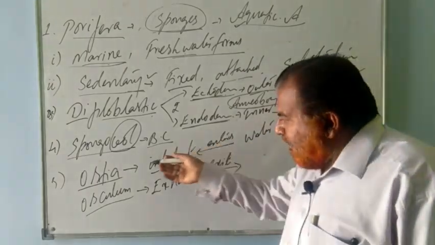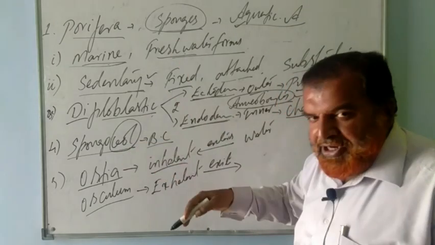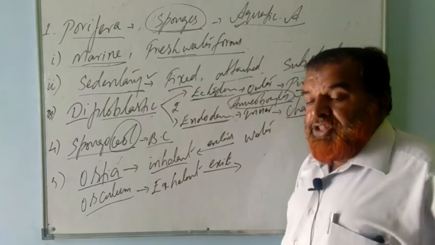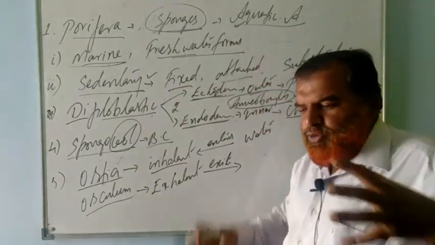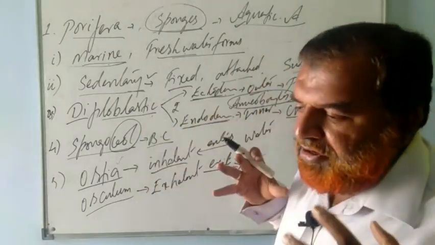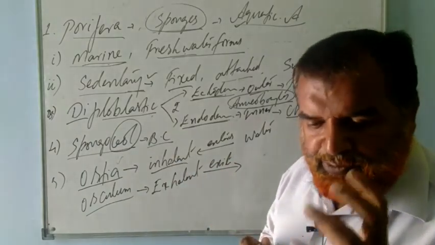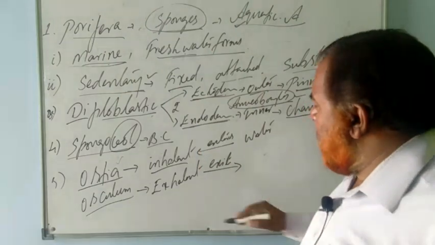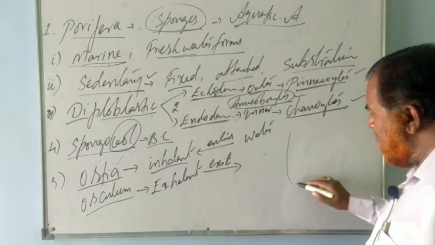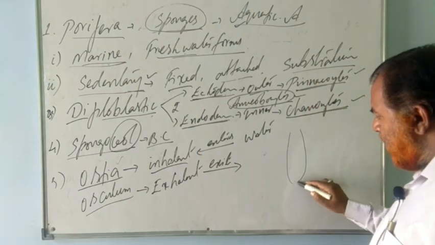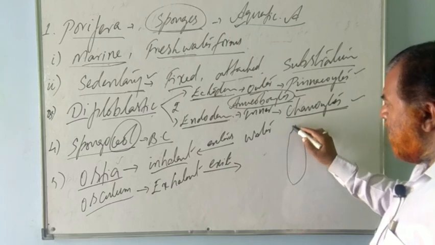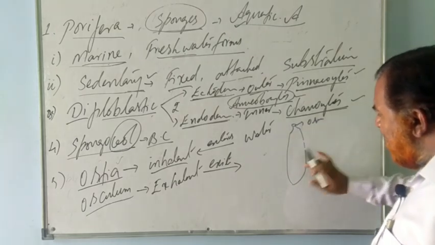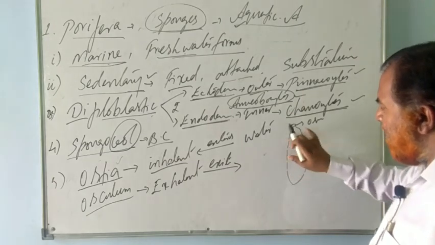Water enters into this spongocoel or into the sponges through an inhalent pore called ostia. There will be many ostia. Through many pores, water will be entering into the sponges, into the animal body. They have upper side above, right? For example, these are sponges. Clear? Here they have an opening known as osculum. Everywhere they have many openings, right?